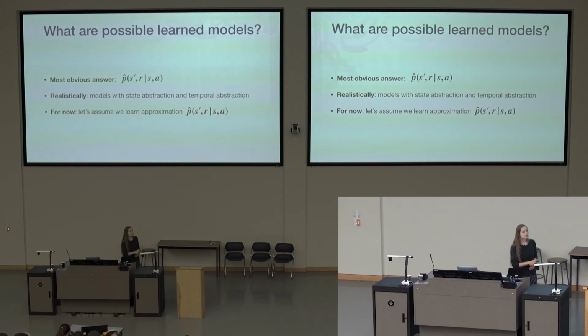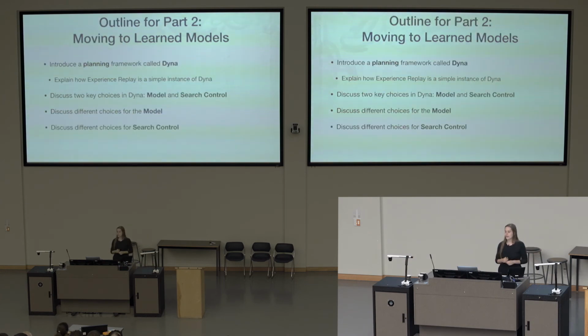Realistically, what we're going to end up doing is some kind of abstraction, but we're going to get later to what kinds of models we can learn. And for now, let's just assume we're going to try to approximate these transition dynamics, some p-hat. Okay? So that's the world that we're in right now. Our agent's learning in an online way. It's trying to approximate p-hat. And now it has the question of how is it actually going to use that p-hat?